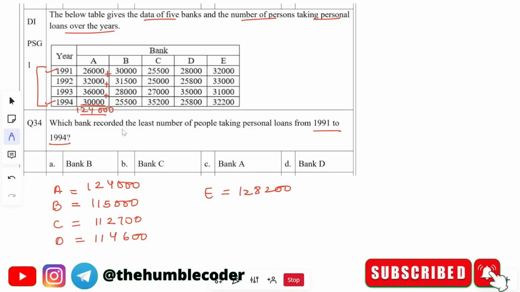Now what is asked is the least number of people. So out of these, we have to tell which is the least. You check one by one and you will find that C has the least number of people who have taken a loan from the bank from year 1991 to 1994. That is why the correct answer for this question is option B, that is bank C. Hope you have understood it. The question was easy, but you have to focus and do a bit of calculation, otherwise your answer can come out wrong.